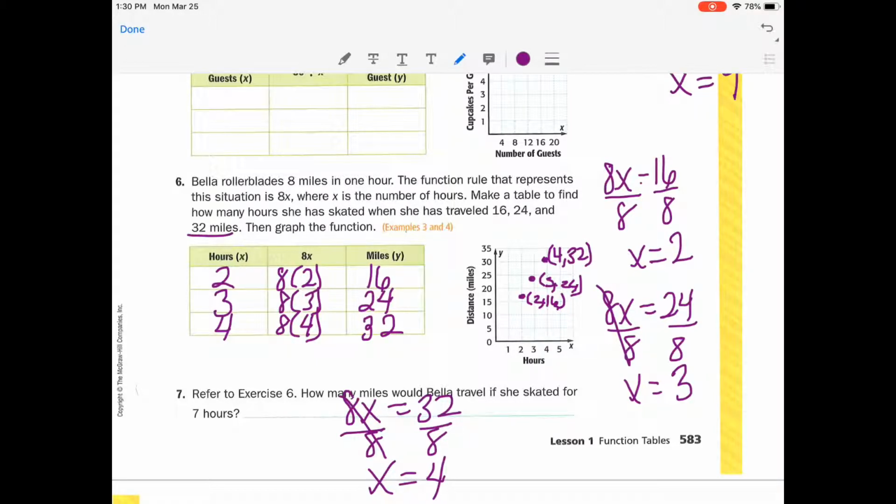Okay, so again, those were just some practice problems. You should be good to get started on your homework.